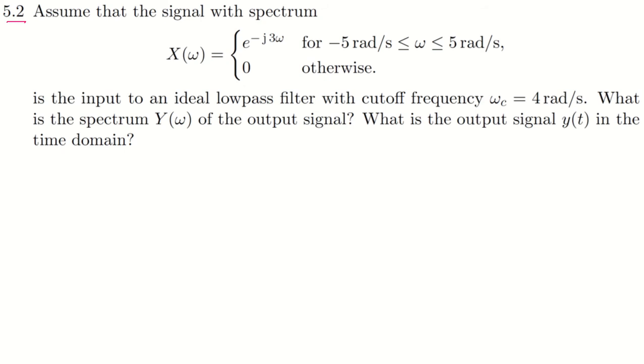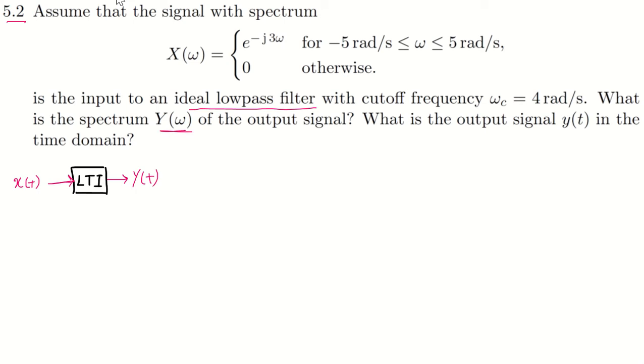Question 5.2. We have a system, and the system is an ideal low-pass filter. So we have a system, this is an LTI system. It takes input, say, x of t, and gives the output y of t. This is an ideal low-pass filter with cutoff frequency 4 radians per second.